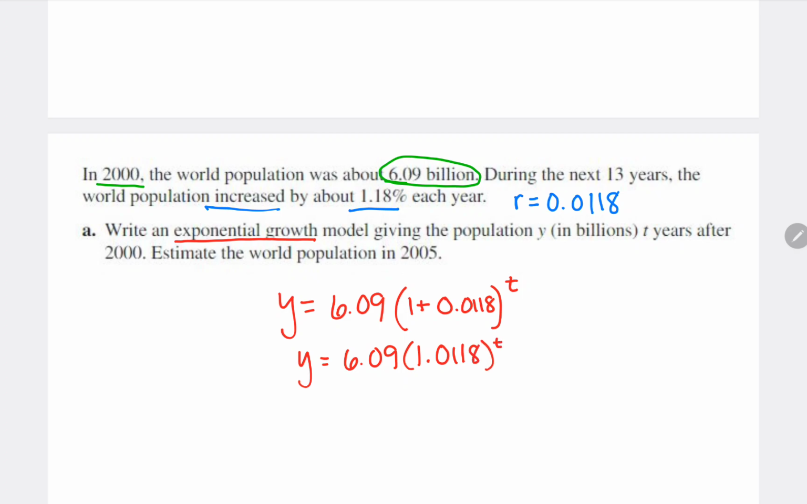And it says estimate the world population in 2005. Well, if we're saying this all started in the year 2000, 2005 means that t equals 5. So to solve for that, I'm going to plug in 5 for t. Order of operations says we need to raise the 1.0118 to the 5th power first, and then we multiply that by the 6.09, and I'm getting about 6.46, which would be in billions of people.